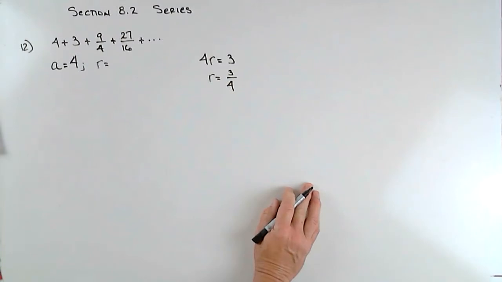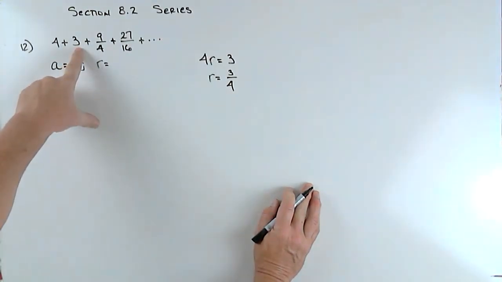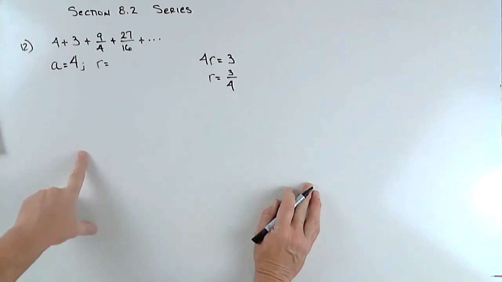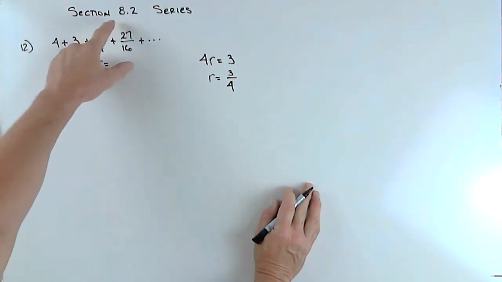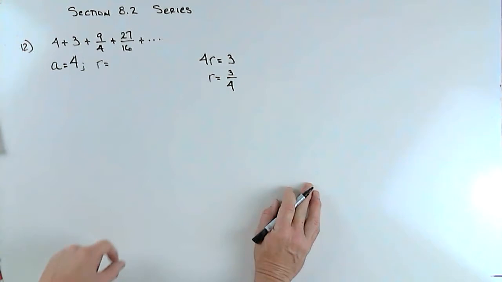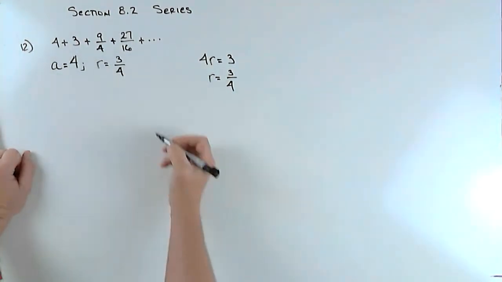And then we can ask ourselves, is that really true? If I take 3/4 and multiply it by 3, yeah, I get 9/4. If I take 9/4 and multiply it by 3/4, 3 times 9 is 27, 4 times 4 is 16. So r is 3/4.